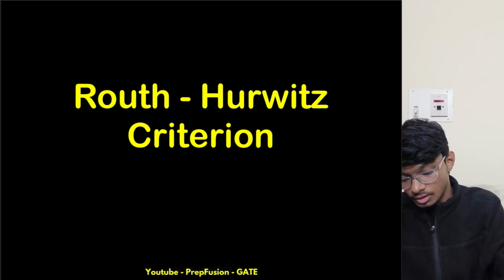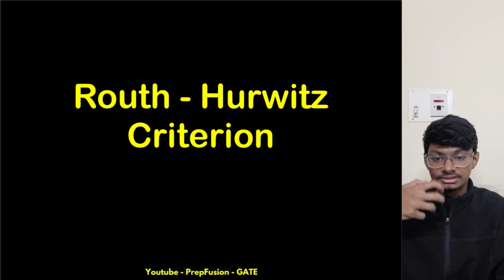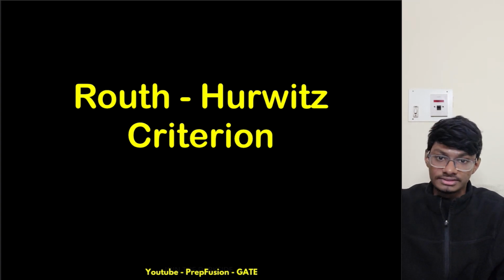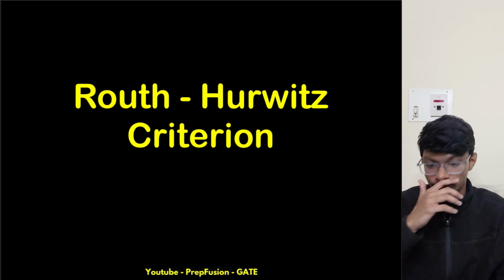But this Routh-Hurwitz criterion will help us find out whether that condition is true or not, that all the poles lie on the left hand side, or a few poles lie on the right hand side also. So this will help us find out that one.